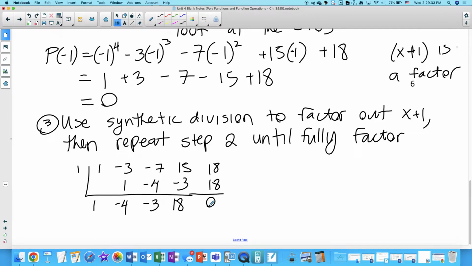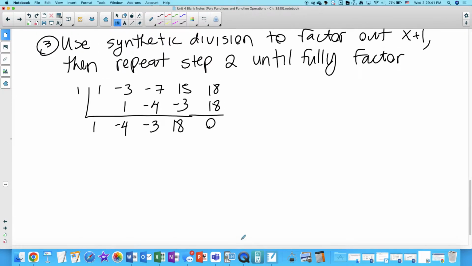Okay? All right, so what do we know from here? What we can take from here is that we've partially broken down this polynomial. The way that we've partially broken it down is this factor, x plus 1, times x cubed minus 4x squared minus 3x plus 18. That's where we're at. Okay? So now we have to keep going with this part and find a factor of that.